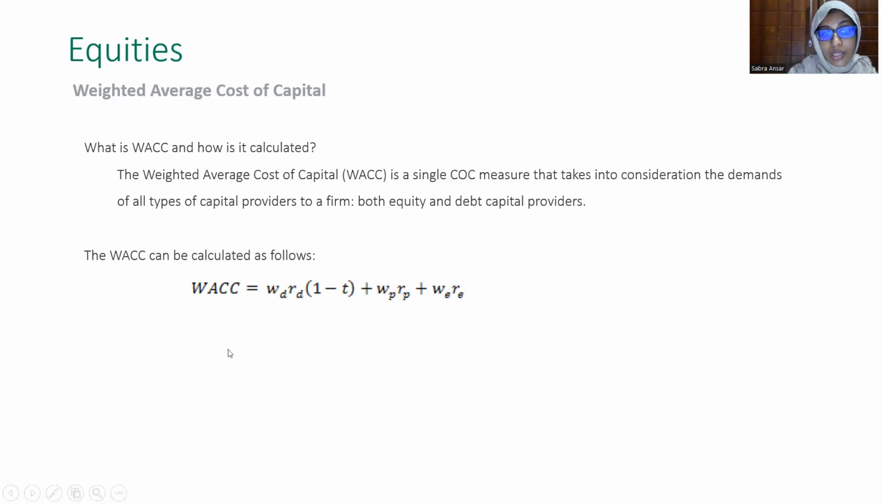So when we are considering the weighted average cost of capital, we will consider this tax deductible section, which is the debt, and then the weight of the preference shares. So this is the cost of capital related to the preference shares. Then WE is the equity weightage.